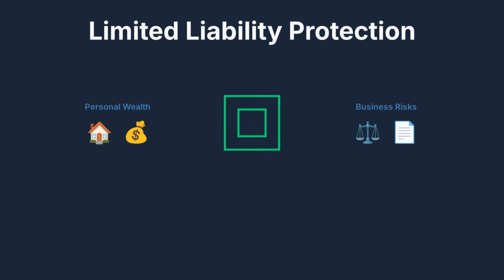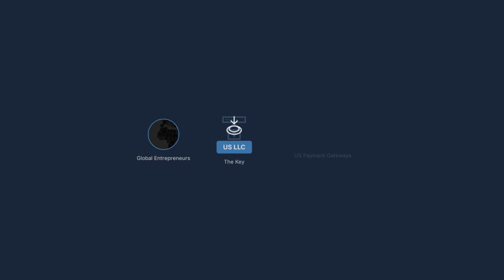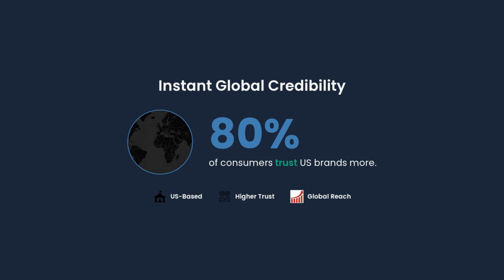First, why do you need this? A US LLC separates your personal assets from your business, protecting you legally. But more importantly for us global entrepreneurs, it's the key to unlocking US payment gateways like Stripe and PayPal, which are often restricted in other countries. Plus, it gives your brand instant global credibility.